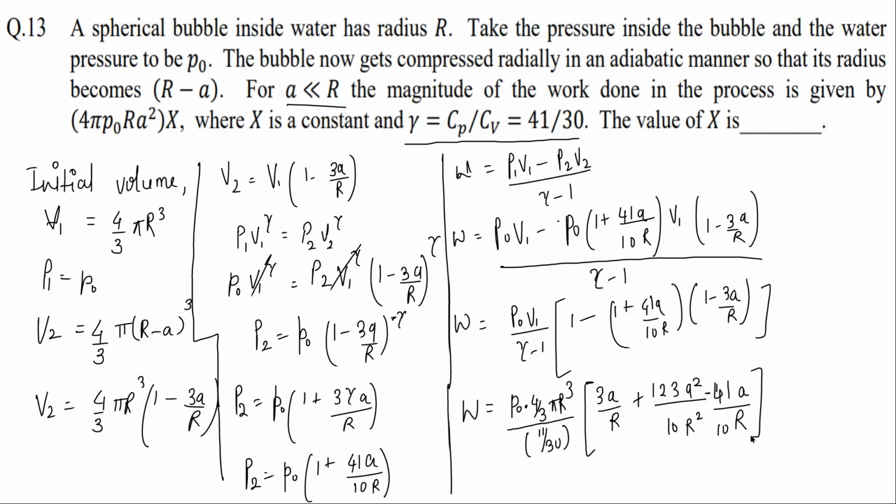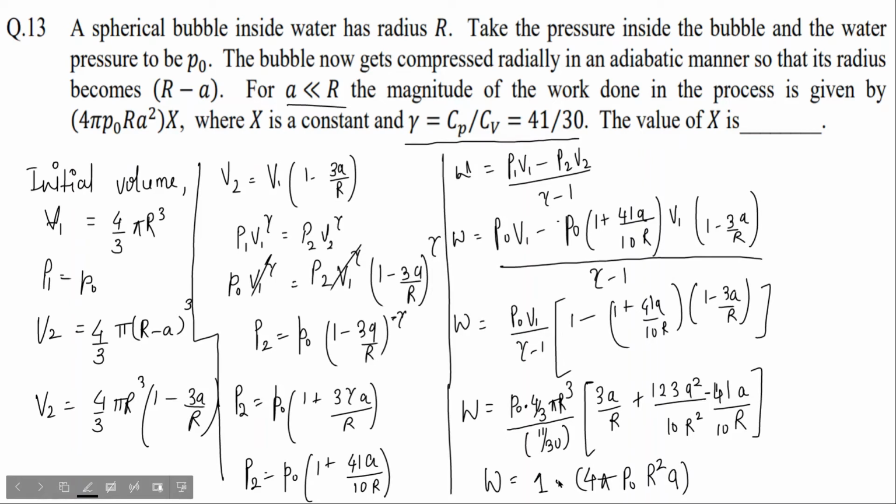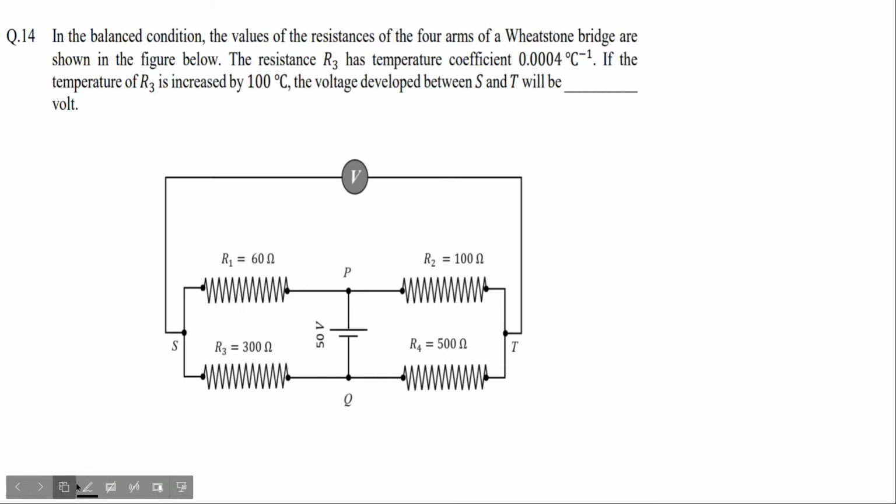Now you see this a square by r square is nearly equal to 0, and when you simplify this, work done will be equal to 4 pi P naught r square a into 1. So from here I get x equals 1. So this is the solution for this question number 1, and now we'll move to the next question.